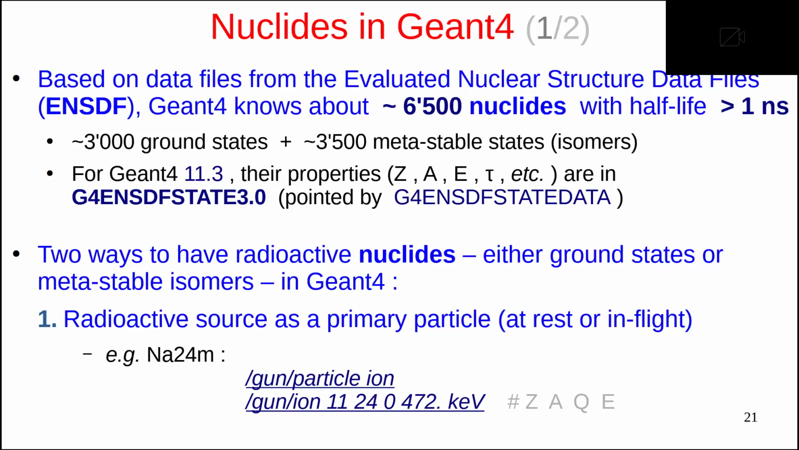And there are two ways, basically, to have radioactive nuclides in Geant4. Again, either ground state or metastable. One is to use it as an input, as a primary particle, either at rest or in flight. And this is the way, for instance, that you can specify one of these isotopes, including also their excitation, in the case that they are isomers, not ground state. And this is direct. So you put as a primary one of those particles.